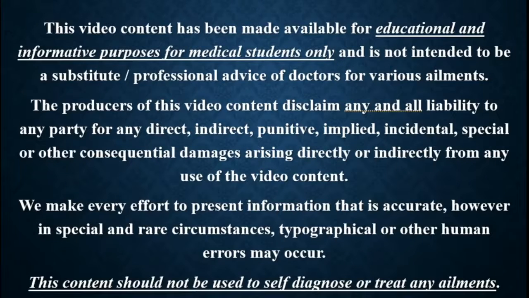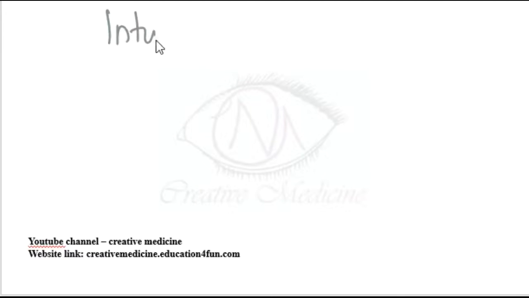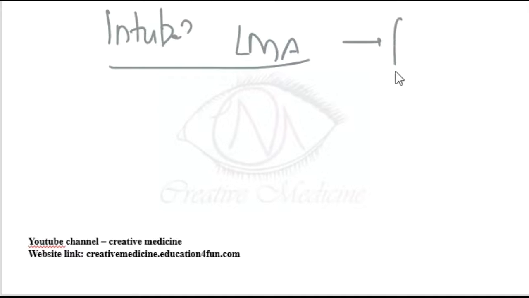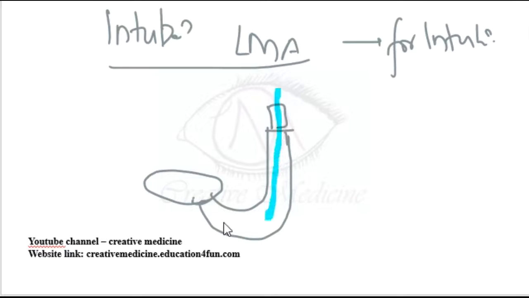In this lecture, we will learn about the intubating laryngeal mask airway. The intubating laryngeal mask airway is used for intubation also. It has a laryngeal mask airway and it also has a hollow tube through which we can also do intubation. So this intubating laryngeal mask airway can also be used.